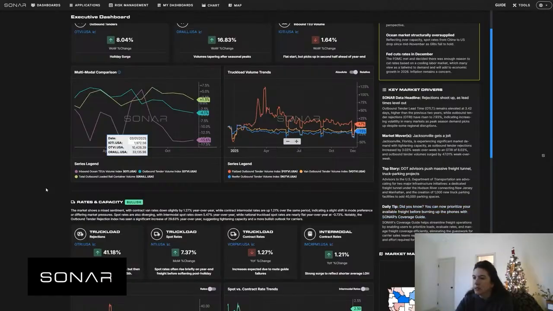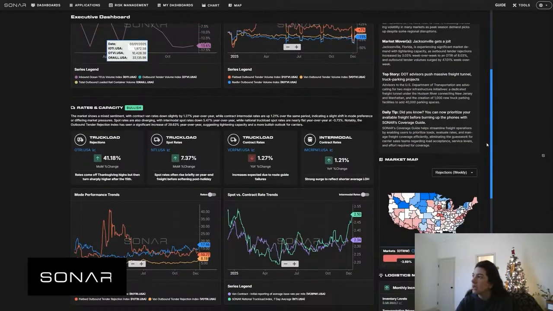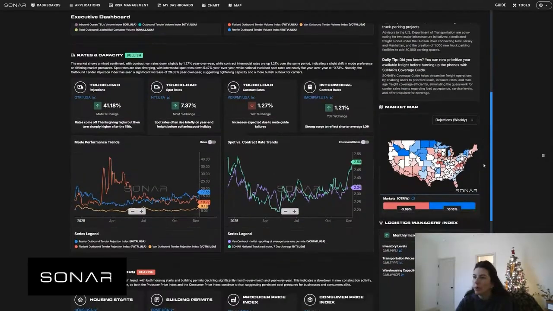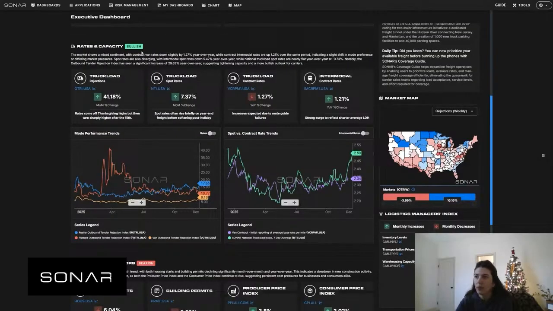Now, the next piece that we're going to cover within this dashboard is going to be rates and capacity. So again, we are giving you that easy to read, bullish, bearish, or somewhere in the middle, just to give you that quick pulse. We'll also give that quick read paragraph for rates and capacity conditions. And then we'll also break that down for truckloads. So what are rejections and ultimately capacity? How are they shifting in this market? And then a quick little summary as well.